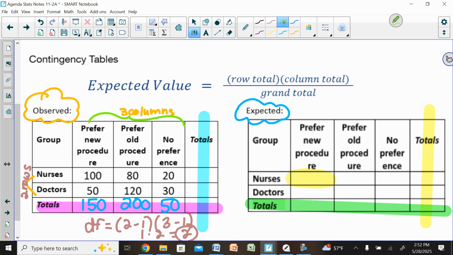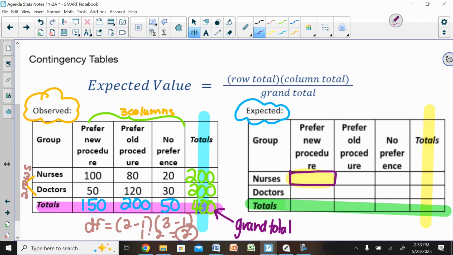If I go across, it looks like 200 nurses were asked, and 200 doctors were asked. So that means there's a grand total of 400 people. That's going to be the denominator of my expected value formula.